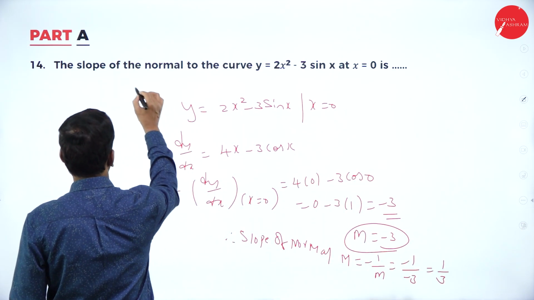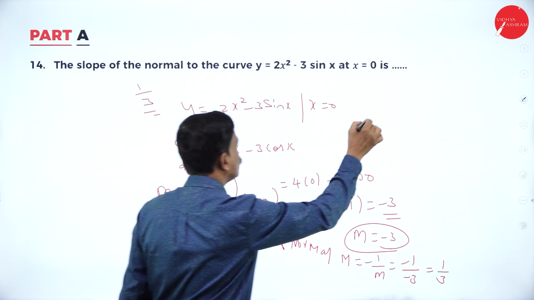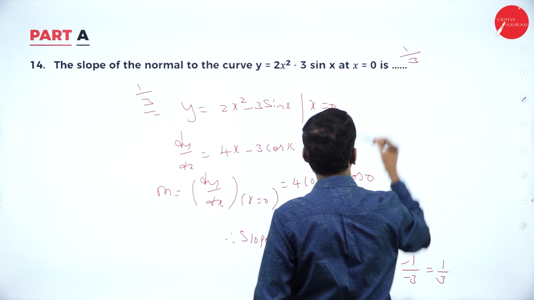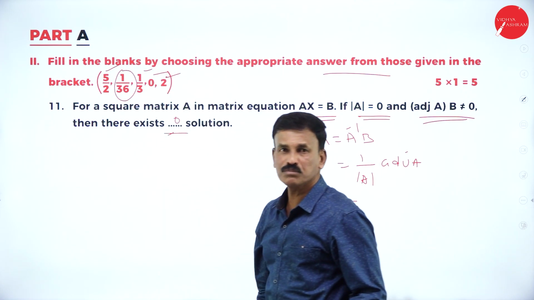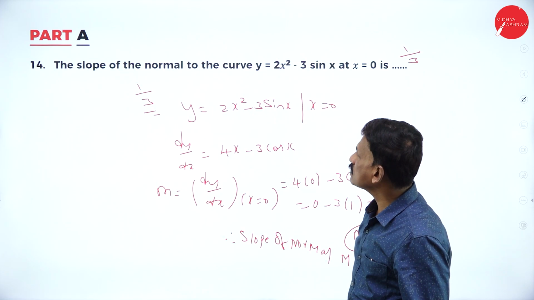So the answer for this is 1 by 3. So 1 over 3 is the answer for this, 1 by 3. And what is left over is, straight away you can put 1 over 36 for the next problem.